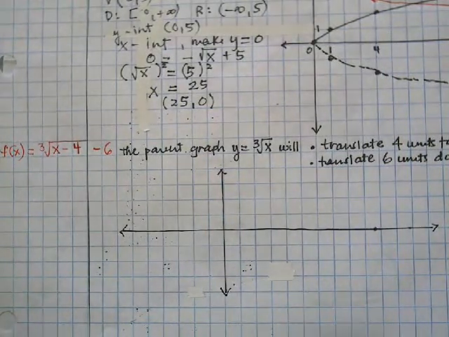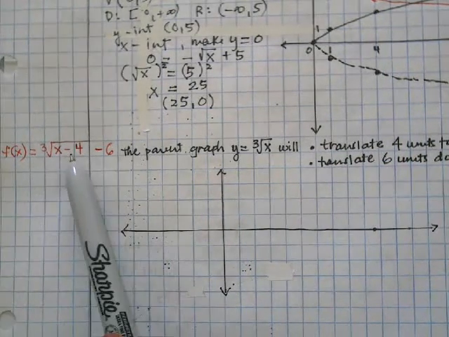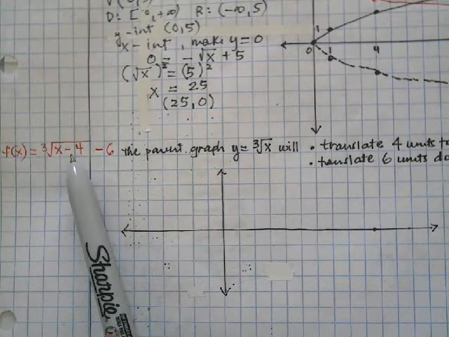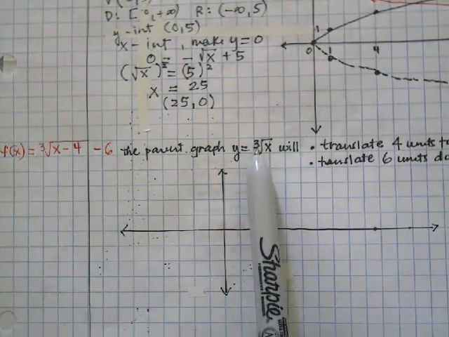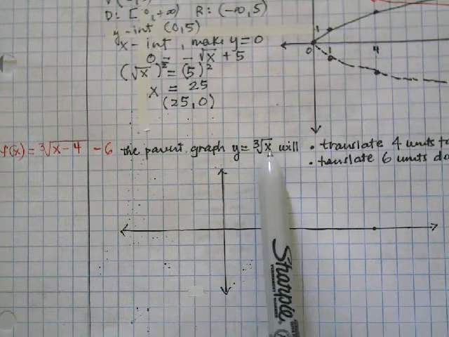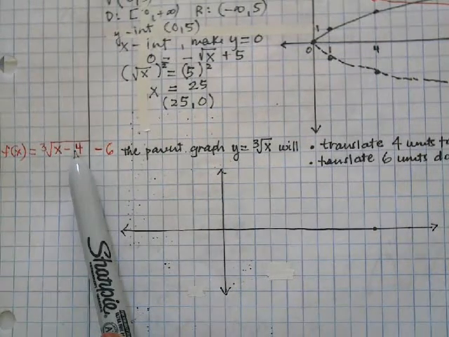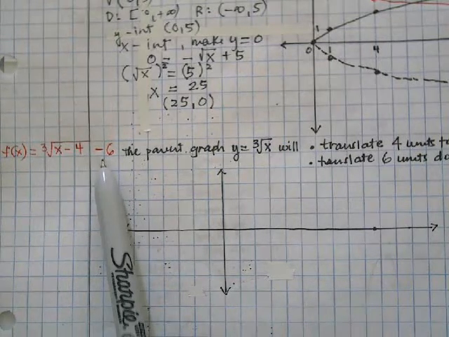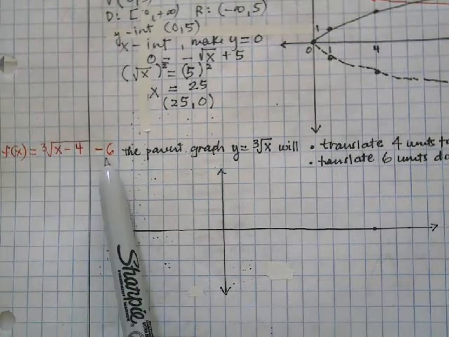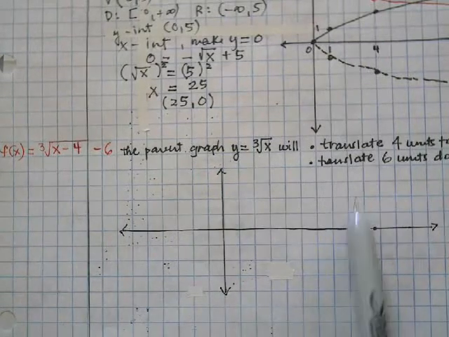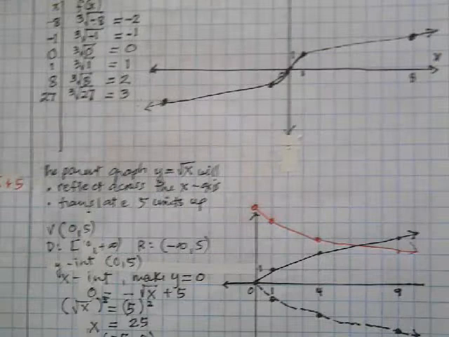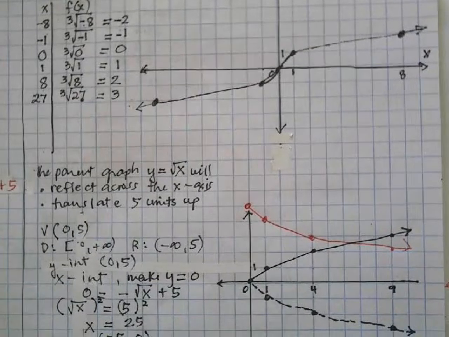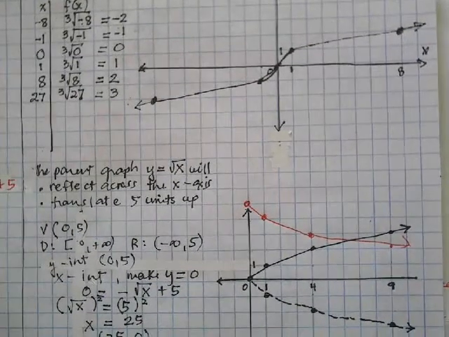Here, according to PEMDAS, this will go first. So we will translate y equals cube root of x, not square root of x, 4 units to the right, and then 6 units down. Can you graph the parent graph? You remember this is the parent graph here. Then do the transformations. I'll see you in the next video.